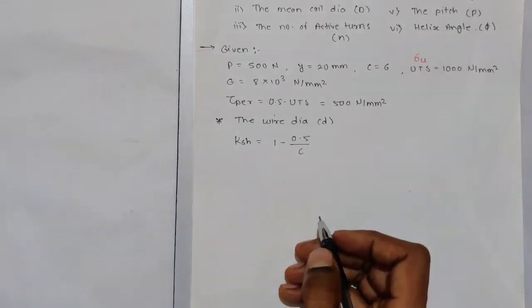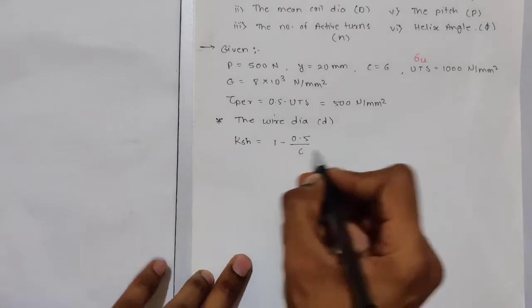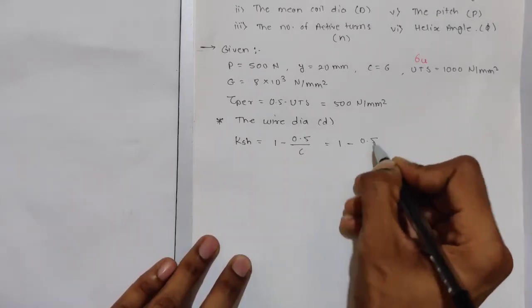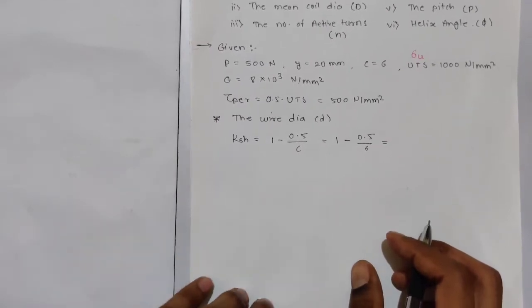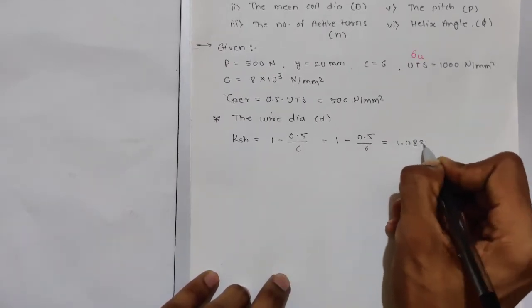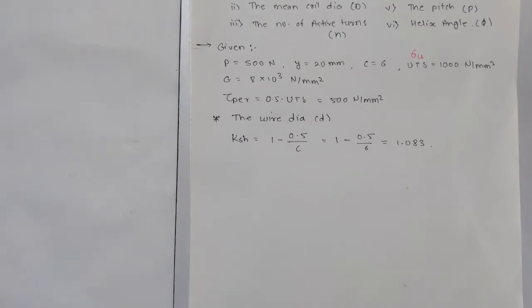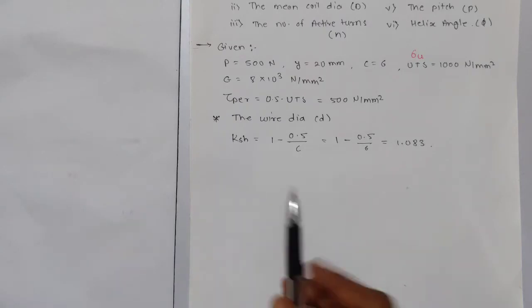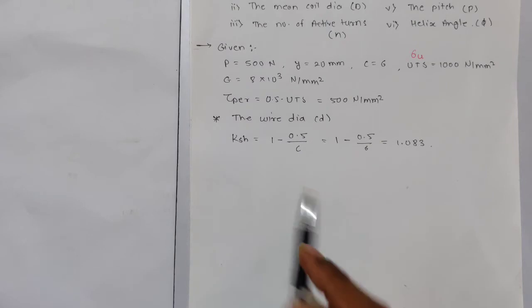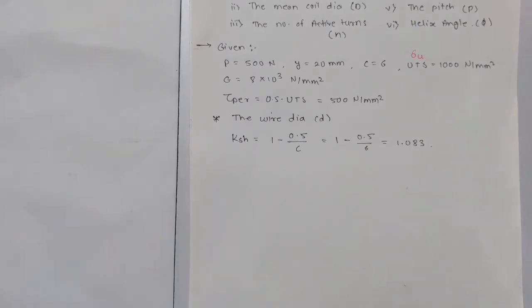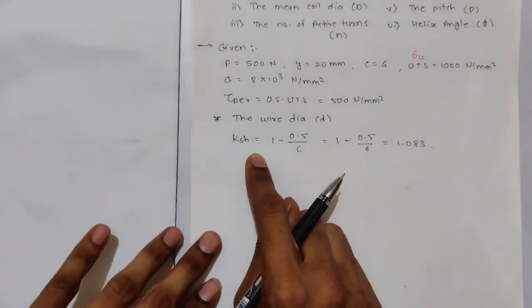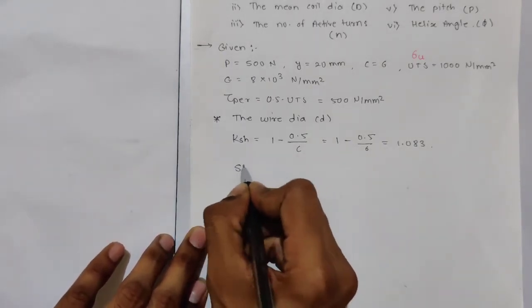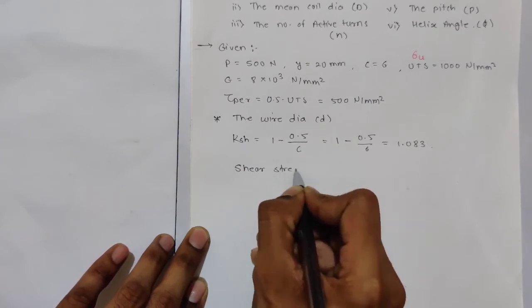Now we have the value of C, that is 6, so you will get 1.083. If we have the dynamic approach, then we will go for KW, sorry, KS, and that value is given on PSG 7.100. For this KSH, the formula is not given in PSG, so you have to remember this formula. Now that we have the value of KSH, we should go for the shear stress induced.